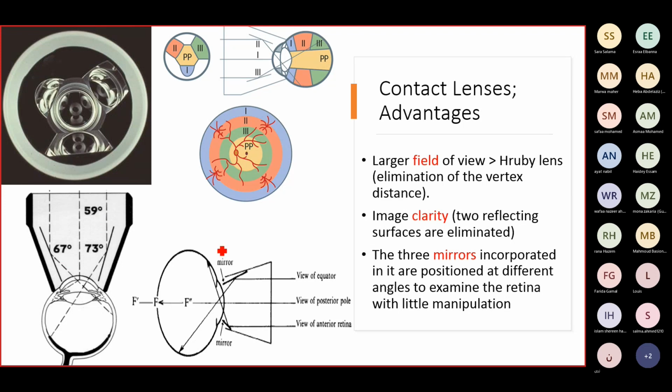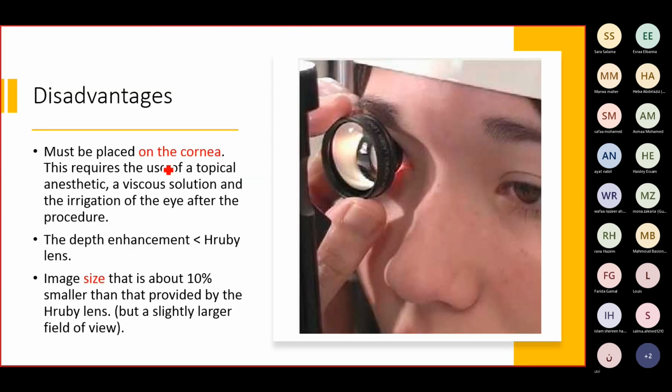Okay. So the advantage is that they can be placed directly on the cornea after we put topical anesthesia, so that if the patient will blink with the other eye, the view will remain stable on that eye. They have better depth enhancement than the ruby lens, and the size is about 10% smaller than the ruby lens, but it has a slightly larger field of view.